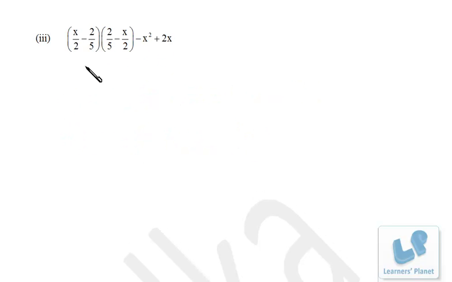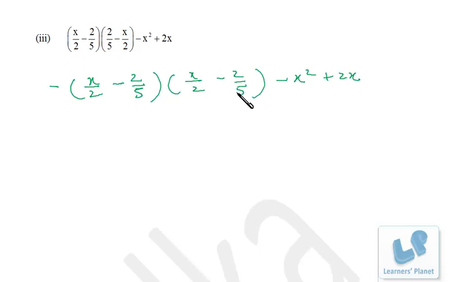Now let's see this problem. Here it is x by 2 minus 2 by 5, and here it is 2 by 5 minus x by 2. So both of them are same except this expression is negative of this. So what I do is I take negative as common, or I multiply one of them by a minus sign. So it's minus x by 2 minus 2 by 5, and I just write this as x by 2 minus 2 by 5. This is minus x square plus 2x, right?